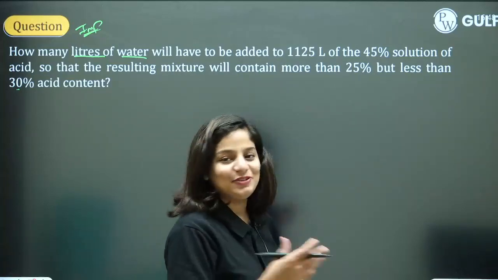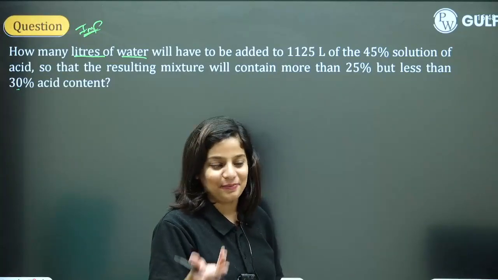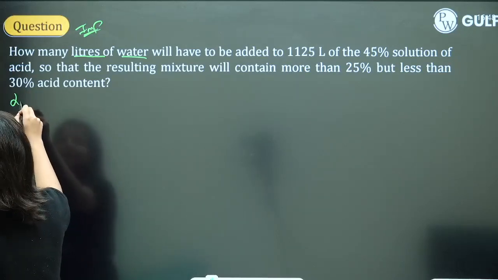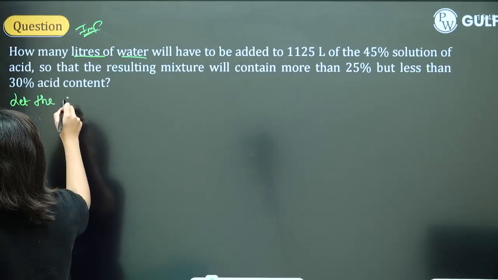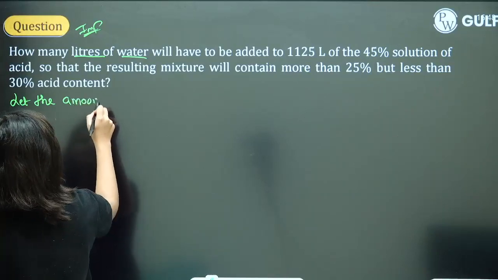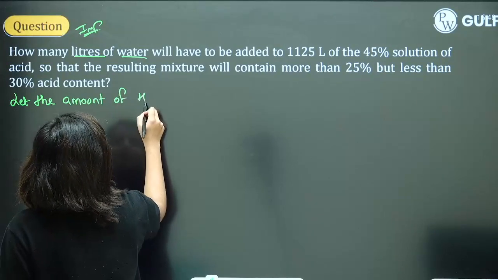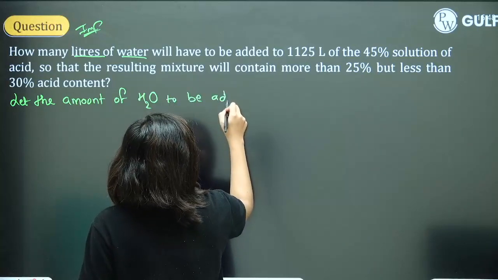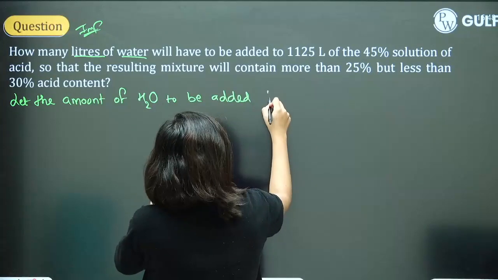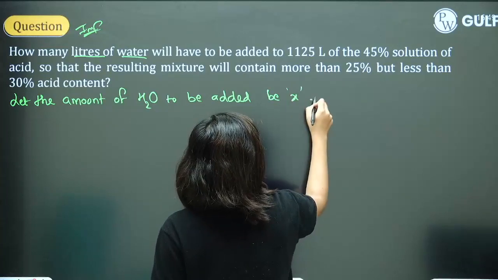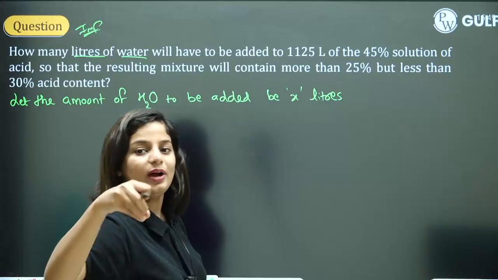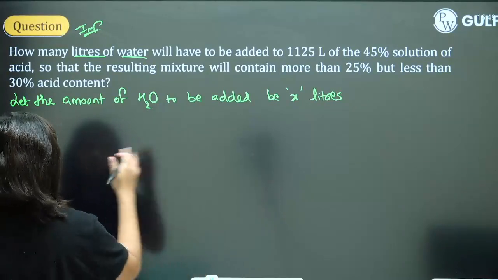Whatever is asked, we take that as x, right? Why am I explaining this so much? Let the amount of water to be added be x liters. Yes, I know chemistry. This is a chemistry class. So we are adding x liters of water to the already existing 1125 liters of solution.